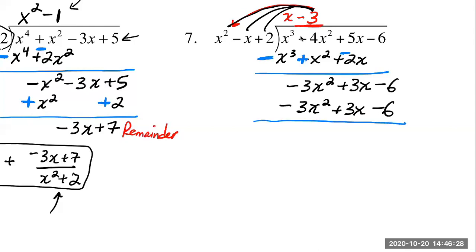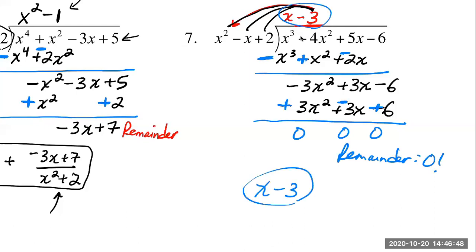And then when we switch the signs, because we're subtracting, so all the signs flip-flop, and we add down, we get a 0, a 0, and a 0, so our remainder is actually 0. So what that tells us is our answer is x minus 3. That means if you did x minus 3 times x squared minus x plus 2, if you actually multiplied that out, that would be this polynomial that we have right there.